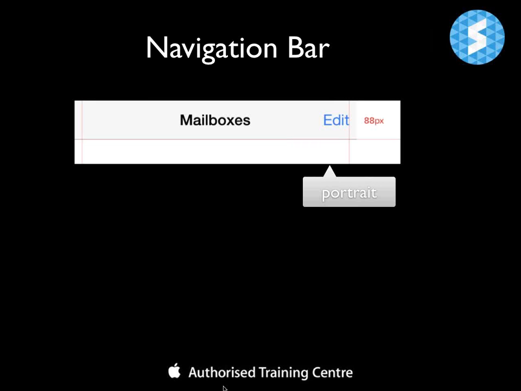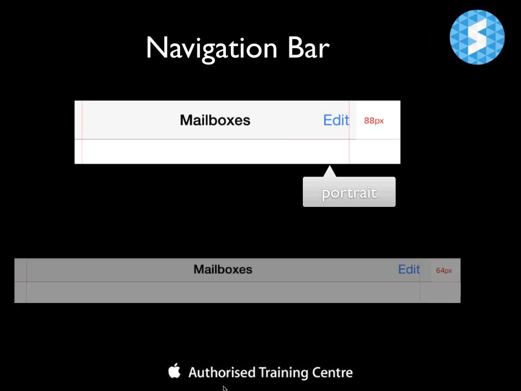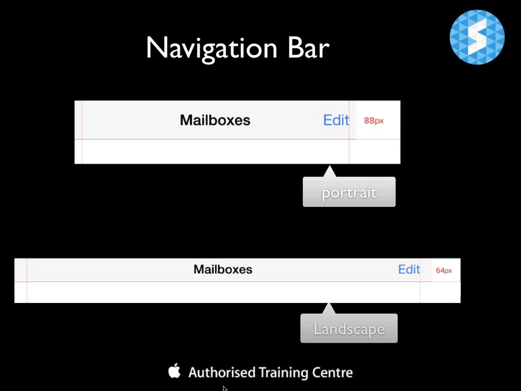It's going to be 88 pixels, whereas to adjust more content, they have shrunk the navigation bar in landscape mode to 64 pixels. So that's a change in the navigation bar in iOS 7.